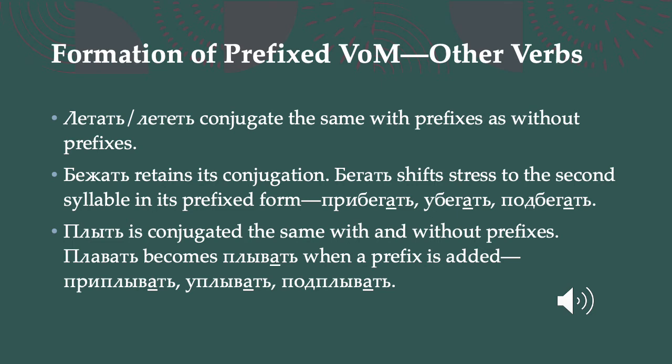And then we have the other verbs of motion. So litat, litiat conjugate the same with prefixes as without prefixes. Nothing changes. Bijat retains its conjugation, and remember, it's one of the few truly irregular verbs in Russian, and it maintains its irregularity when you add prefixes. Bieget, the multidirectional version, shifts stress to the second syllable if you add a prefix, any prefix other than po. So pribiegat, ubiegat, or podbiegats, for instance. Pleat is the same with and without prefixes, but plavat becomes plivats when we add a prefix. So we have priplivats, uplivats, or podplivats.